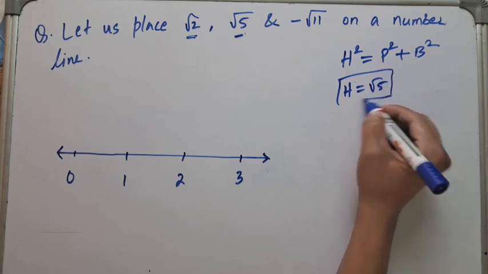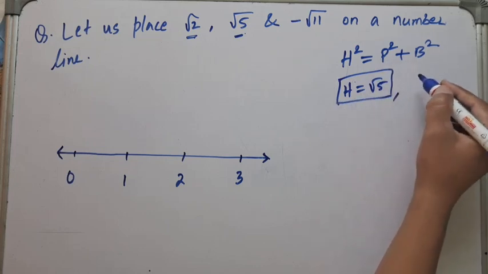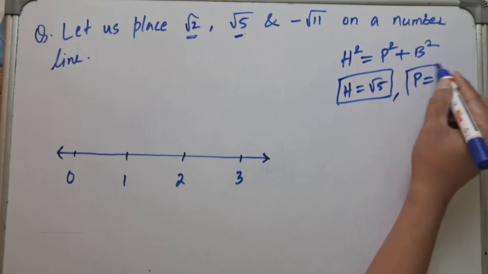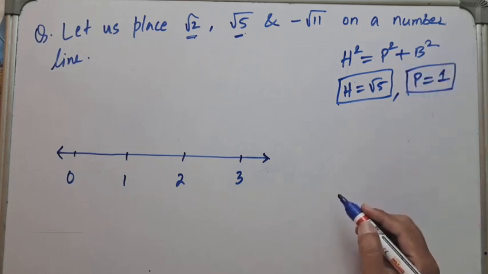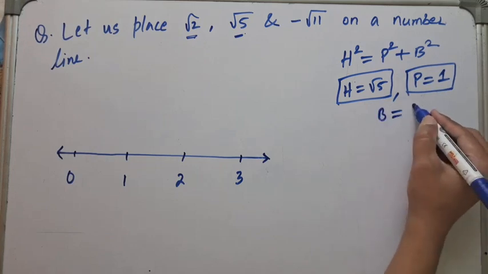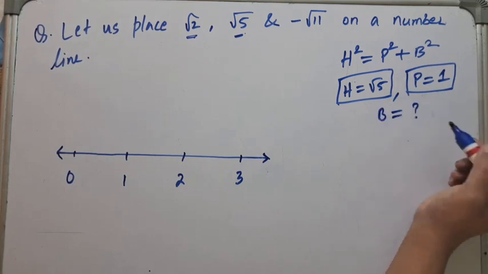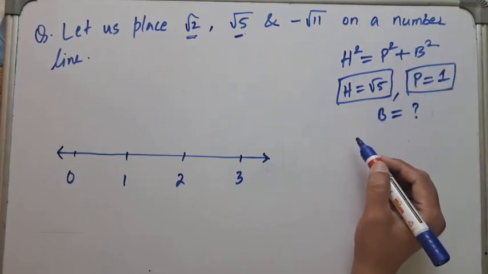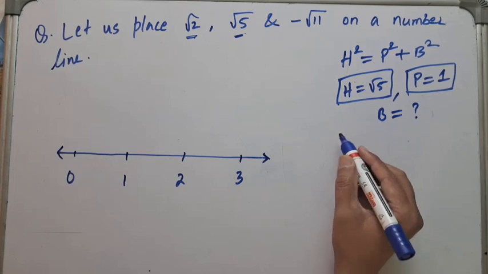Hypotenuse should be equal to root 5, and perpendicular is always equal to 1 for every case. So our main task is to find the base. Base is unknown to us, so we put a question mark. Applying this Pythagoras theorem, we find the base first.